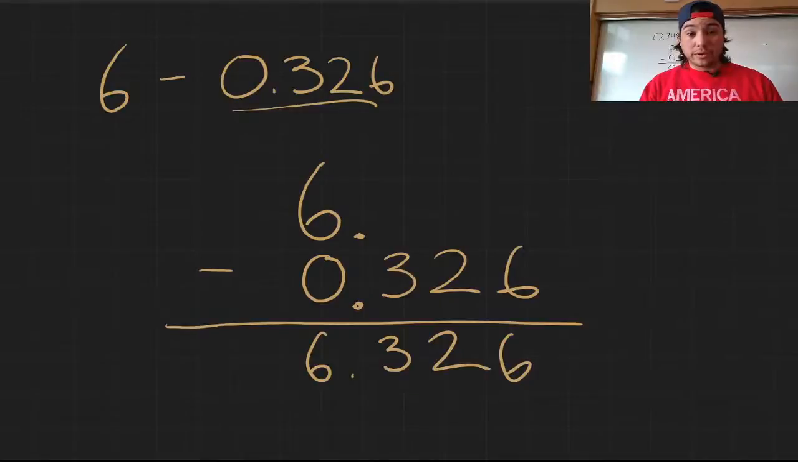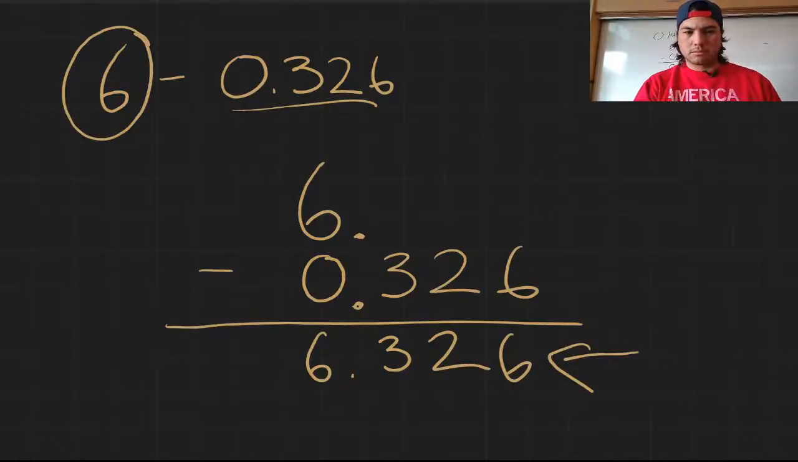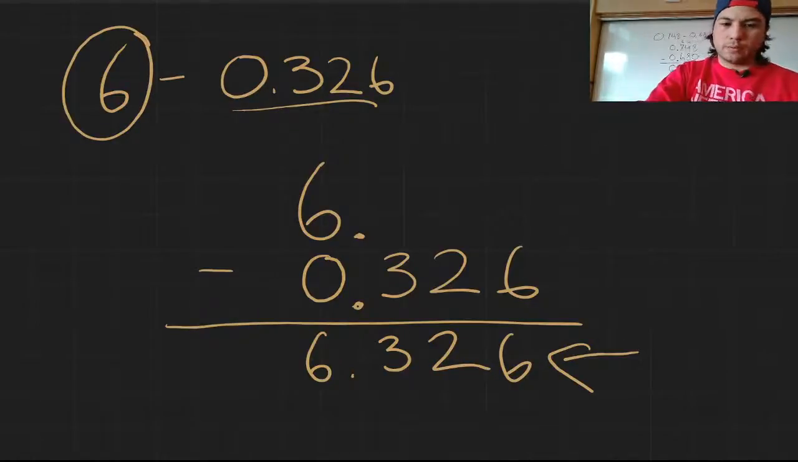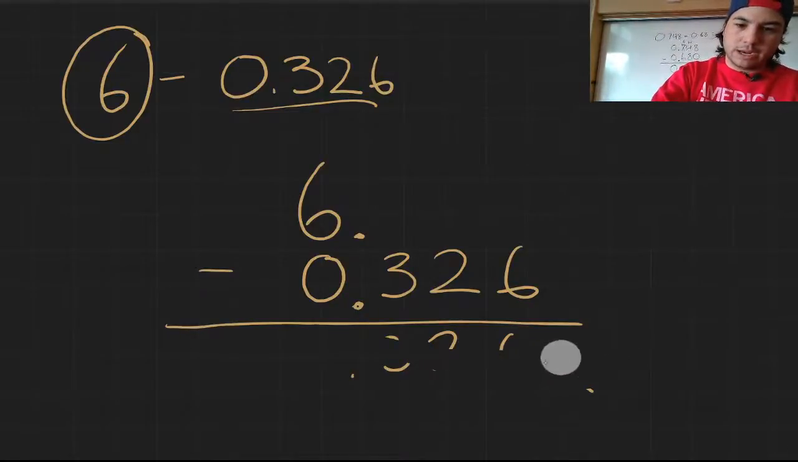And again, check for reasonableness, right? Can I have 6 and take something away and somehow end up with more than 6? No. Not reasonable for positive numbers. When we get into negative numbers, that's a whole other thing.